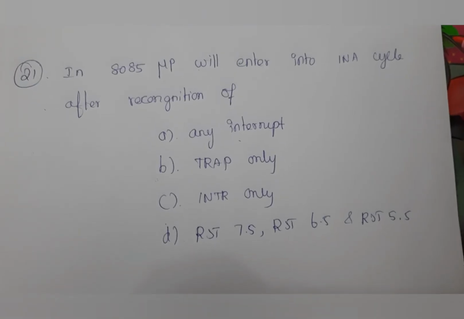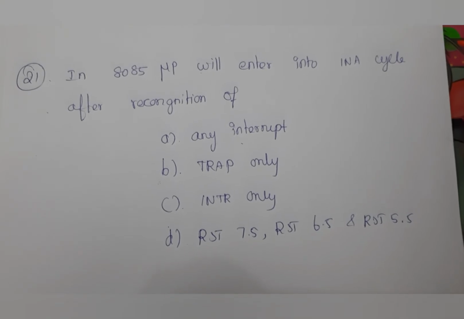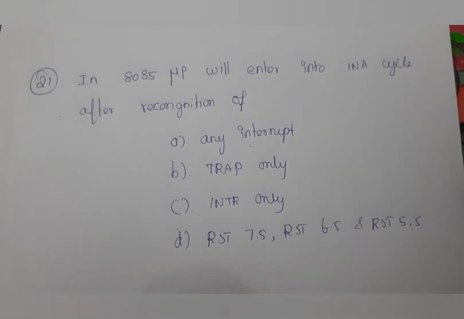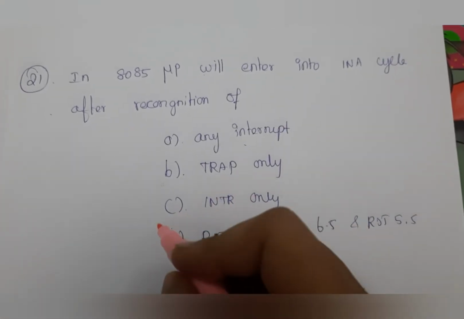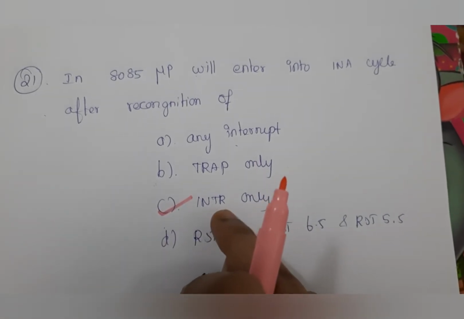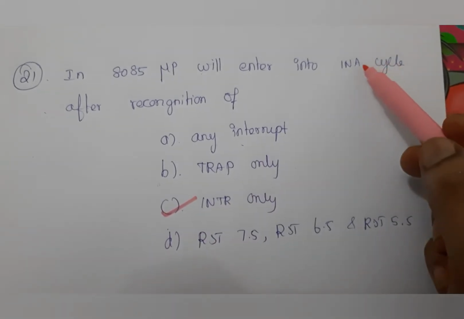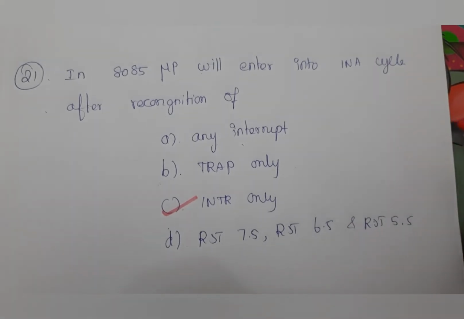Next question, the 8085 microprocessor will enter into the INTA cycle after the recognition of INTR only. After receiving this INTR, it will enter into the INTA cycle. So here the answer is C.